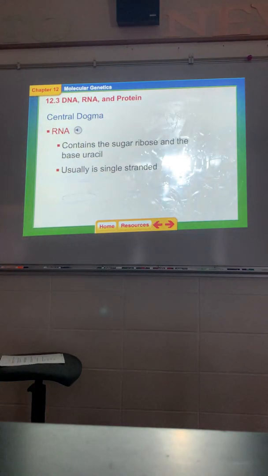We've talked about DNA, how it was discovered, how it replicates. Now we're going to talk about RNA and how we make that through transcription and translation.